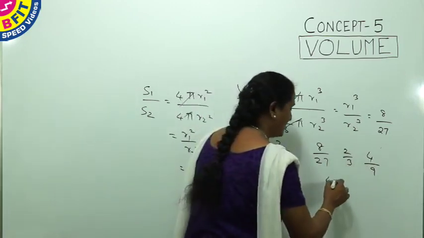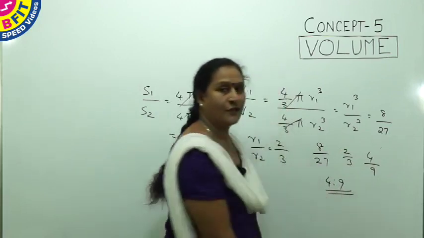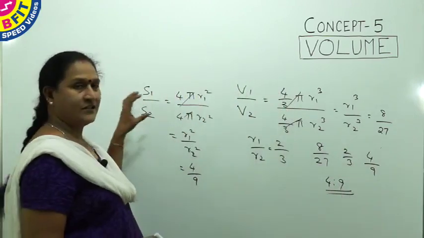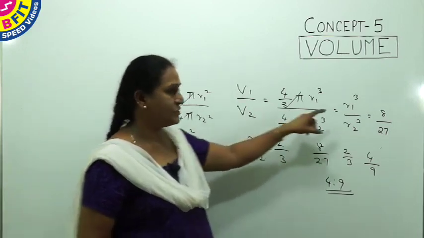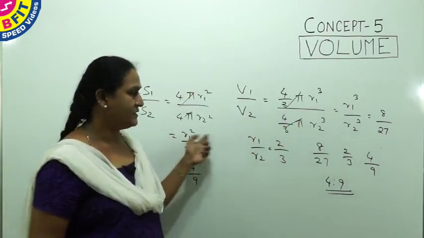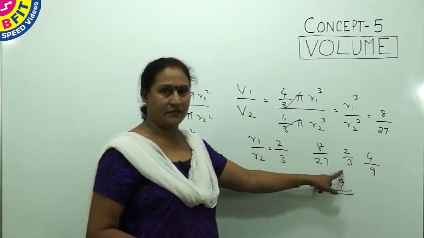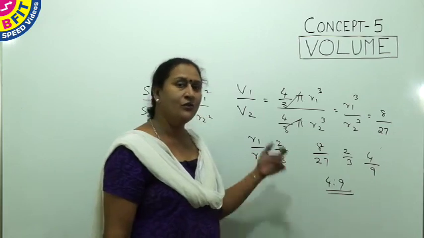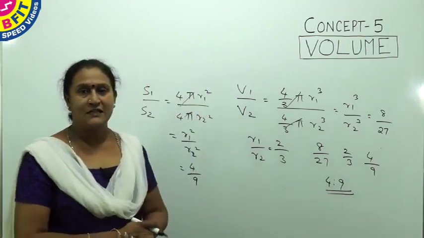So the required answer is 4:9. So volume given and surface area asked. That is, cube is given and square is asked. Taking the cube root we get 2 by 3 and squaring that it is 4 by 9. So the required ratio is 4:9. So we'll see the next concept.